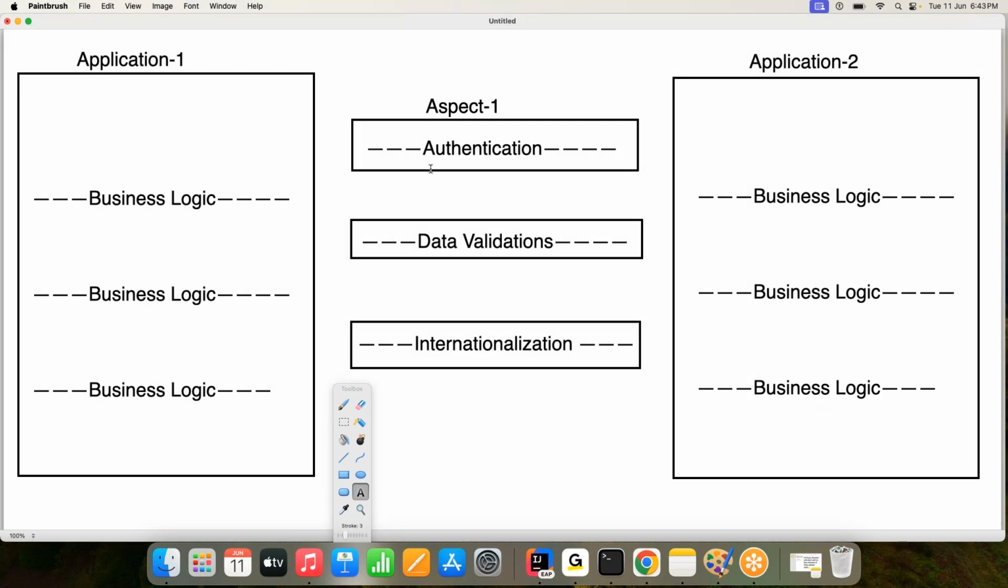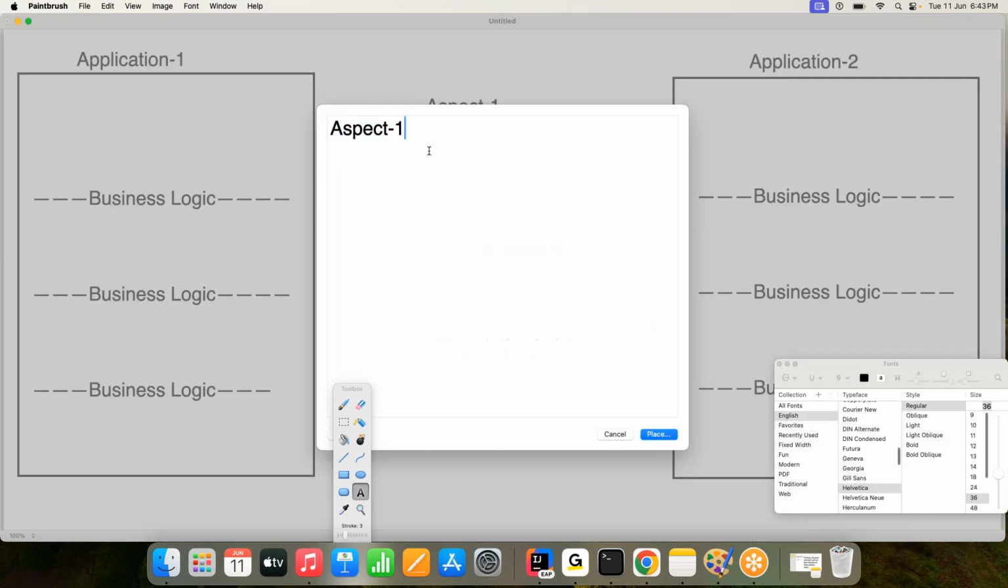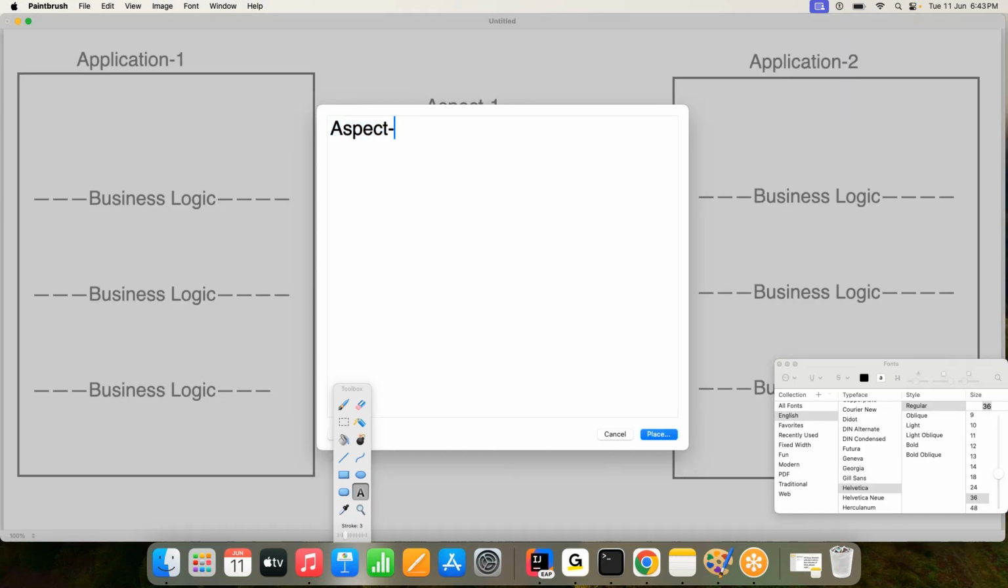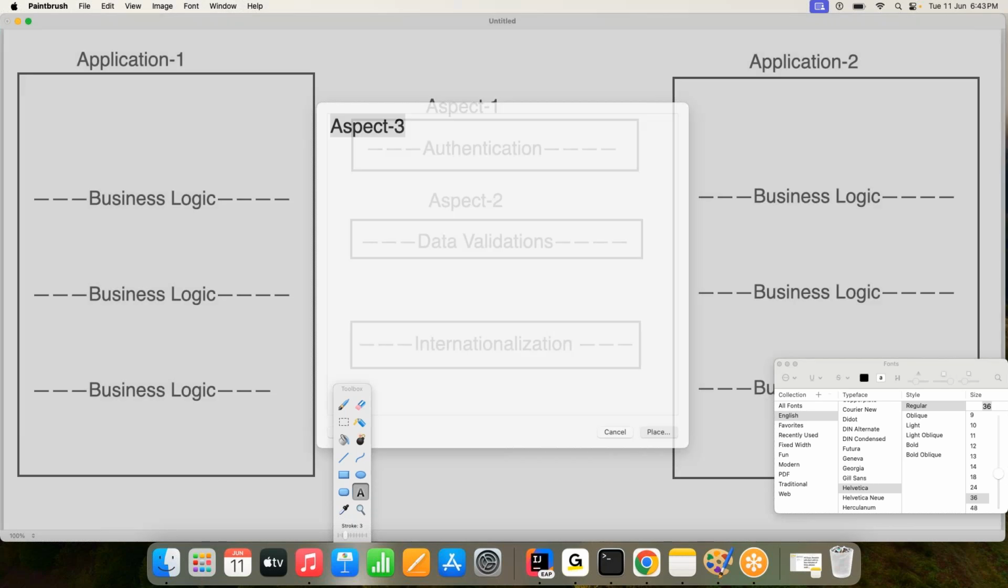Or else maybe we can call it an authentication aspect. Any name we can provide there. Aspect 1. Now what is this? Aspect 2. Now what is this? Aspect 3. Observe carefully.